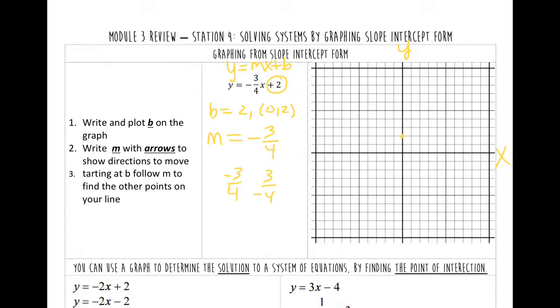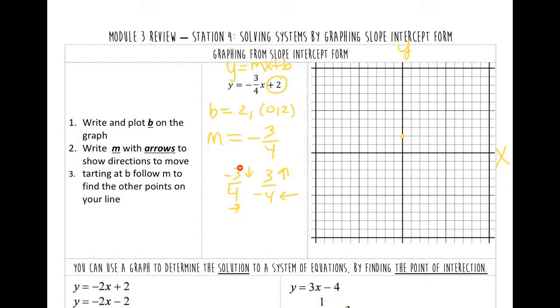So I want to write it with the arrows so that I know which direction I'm going, and I actually drew that arrow wrong. Sometimes writing and talking is difficult to do. Okay, and then those arrows are going to show me how I would move from my beginning point, b.